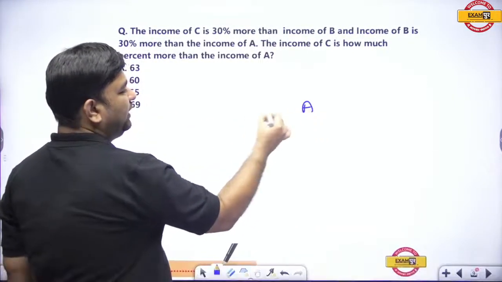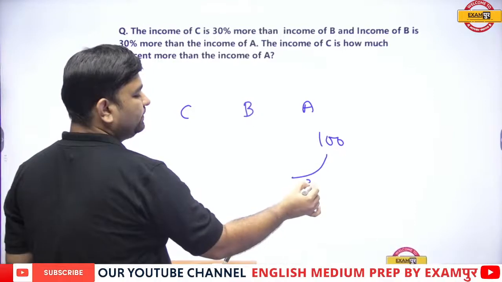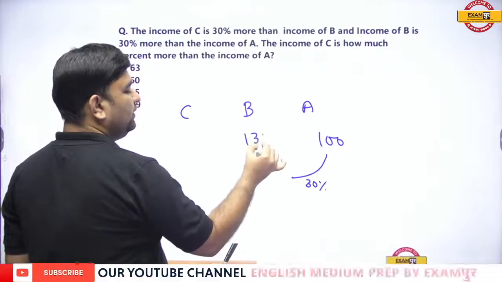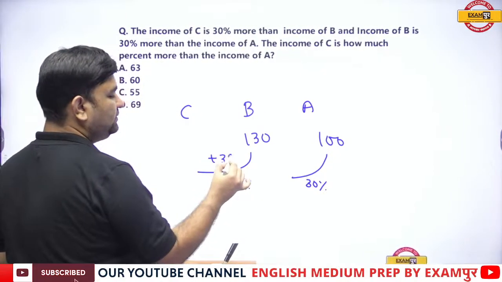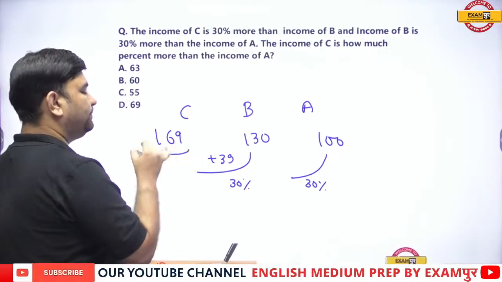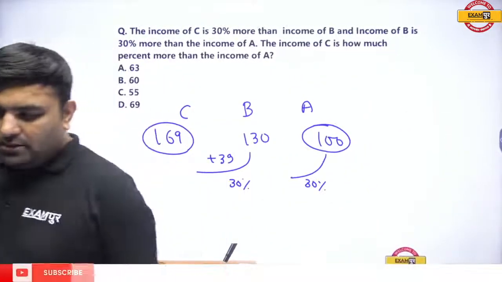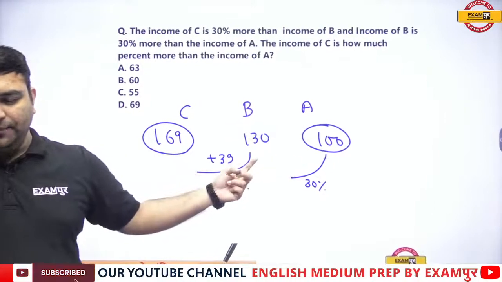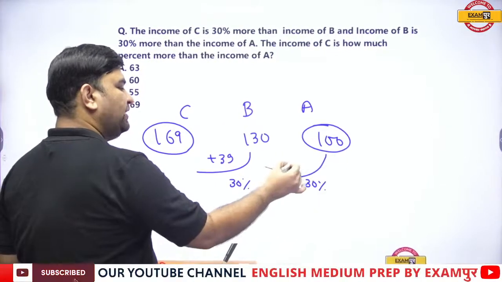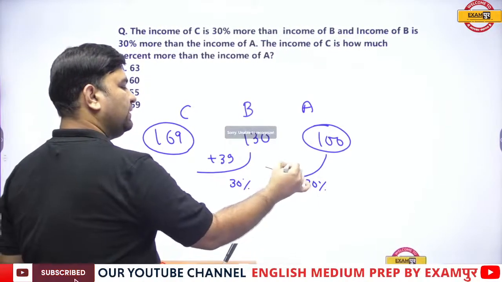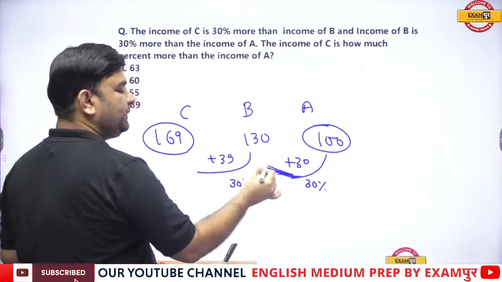Or you can do like this as well. If income of A is 100, B is 30% more, and 30% of 100 is 30. So B is 130.